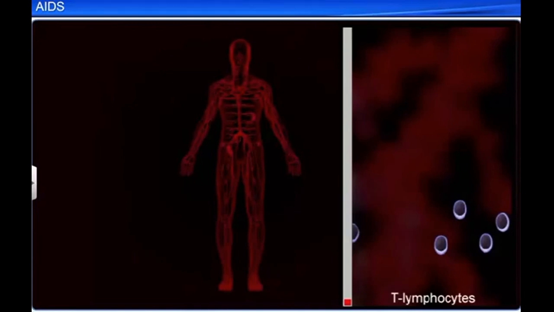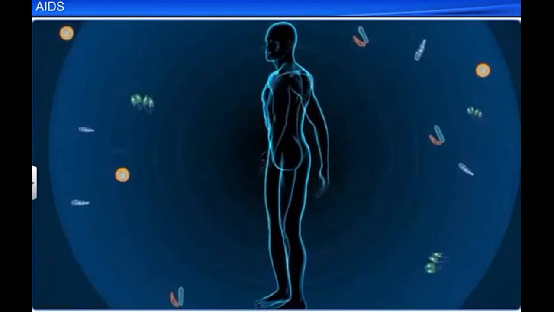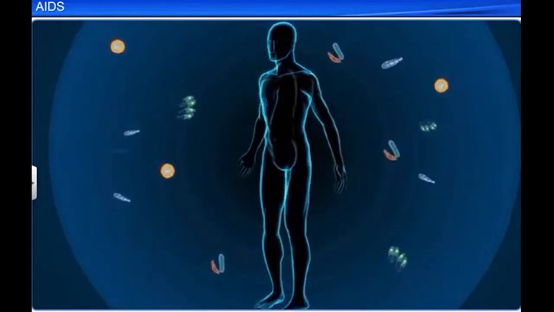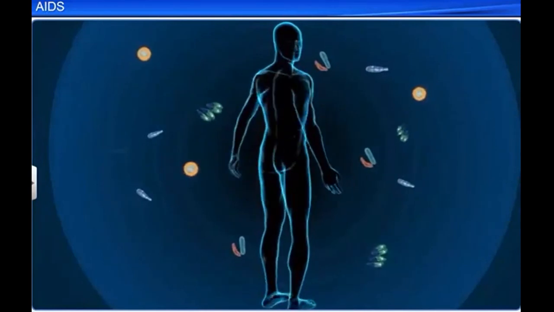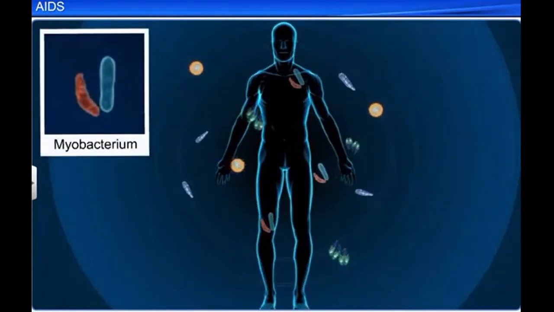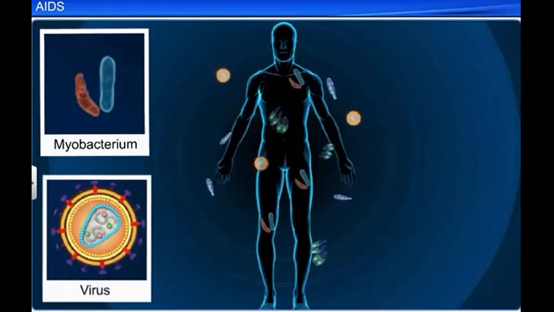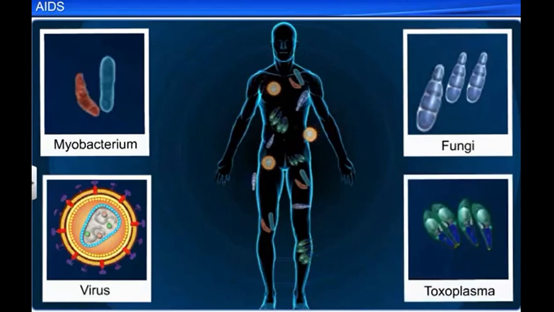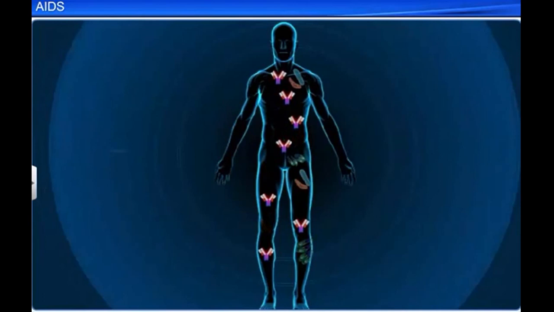They become so deficient in immunity due to loss of helper T lymphocytes that they are vulnerable to infections like mycobacterium, virus, fungi, and toxoplasma. If the HIV virus had not attacked that person, these infections would have been fought naturally by the immune system.